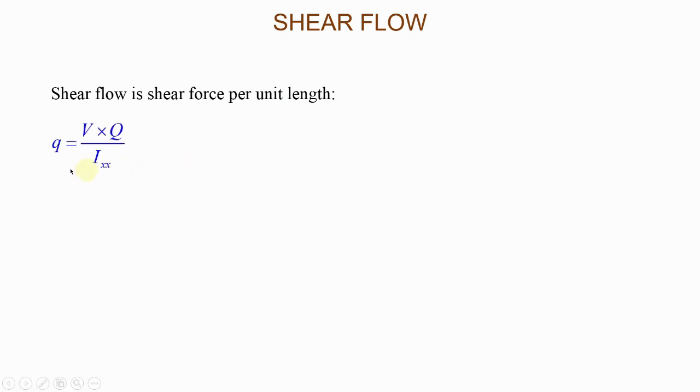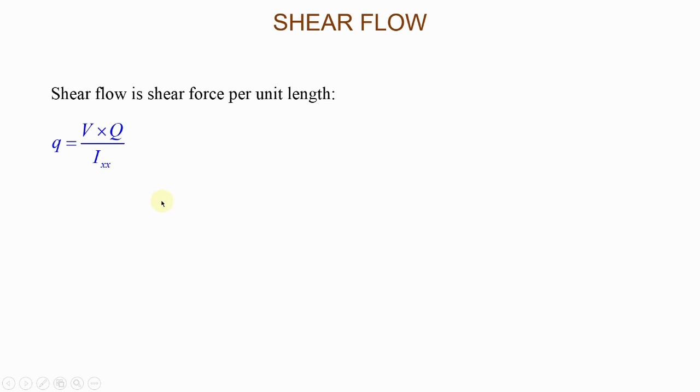Let's begin. So what is shear flow? Shear flow is basically shear force per unit length, okay? So we use the small letter q to refer to the shear flow, and the equation for that is that q is equal to the shear force multiplied by the first moment of area divided by the second moment of area, or the moment of inertia. This is the equation you use to calculate shear flow.